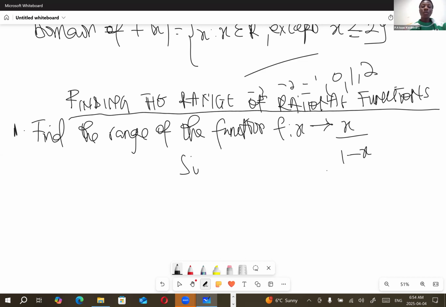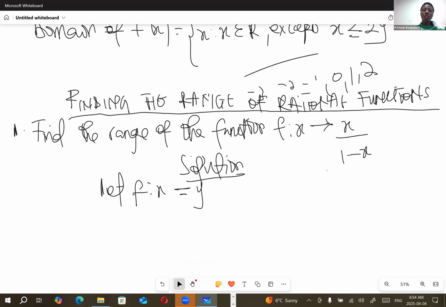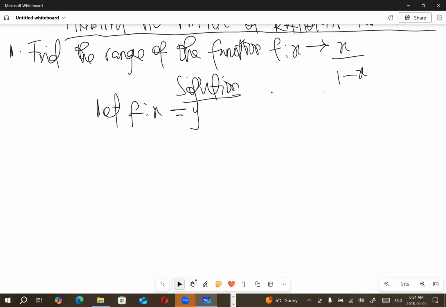Solution. We're looking at any possible value that will make this whole thing defined. Guys, defined. So first off, let f of x be equal to, let's use a variable y to represent it so we can solve it easily. Can we move on? Yes. Pay attention. The next one.